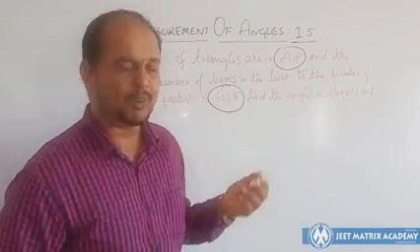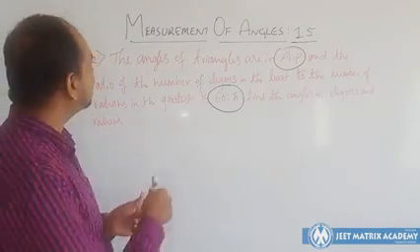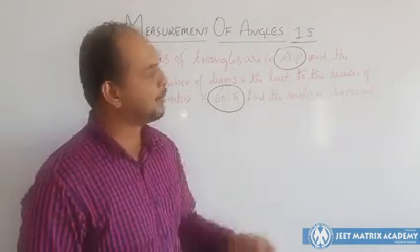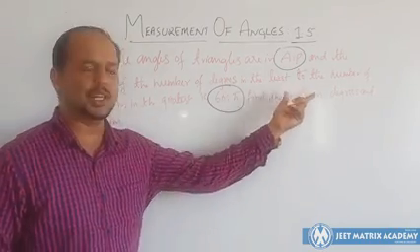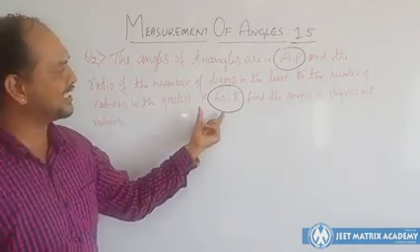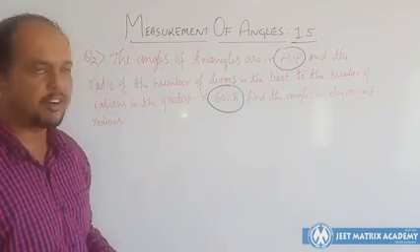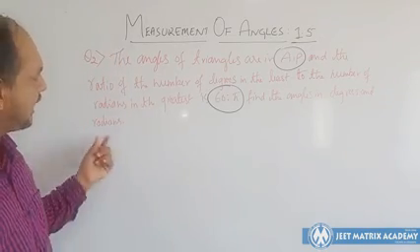We'll see the next problem. The problem statement is like this: the angles of a triangle are in AP, and the ratio of the number of degrees in the least to the number of radians in the greatest is 60:pi. Find the angles in degrees and radians.